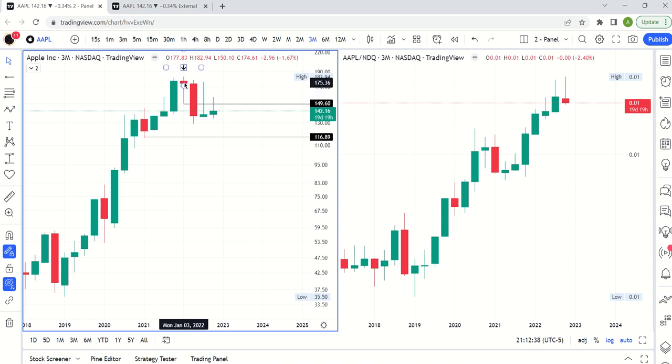Another way of saying this is, even though Apple went down, it went down less than the index. That's as we kind of said. This is the visual representation of that in the quarterly chart, right? You had this big down red quarter, but all that tells you is the NASDAQ quarter was down even more.